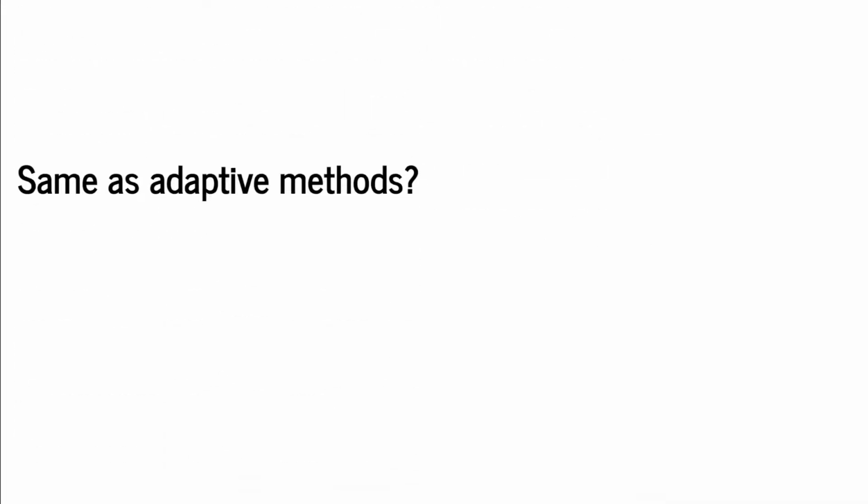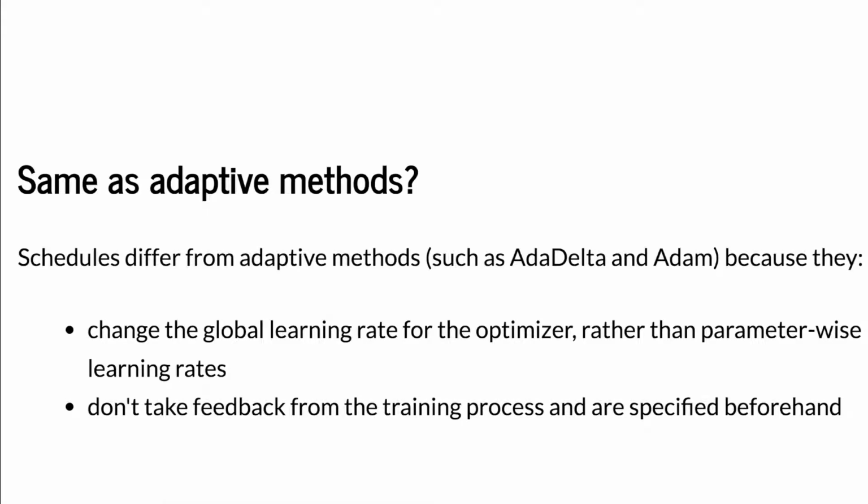So is this the same as adaptive methods, such as Adam and Adagrad? Well, not quite. They differ in two ways. Firstly, adaptive methods generally change the parameter-wise learning rates, so there's a separate learning rate for each parameter of the network. But here, we're just talking about a global learning rate for the optimizer. And secondly, the schedules are defined beforehand, and unlike adaptive methods, they don't take any feedback in terms of the size of the gradients and the size of the steps, for example. So it's a little bit different to the adaptive methods.